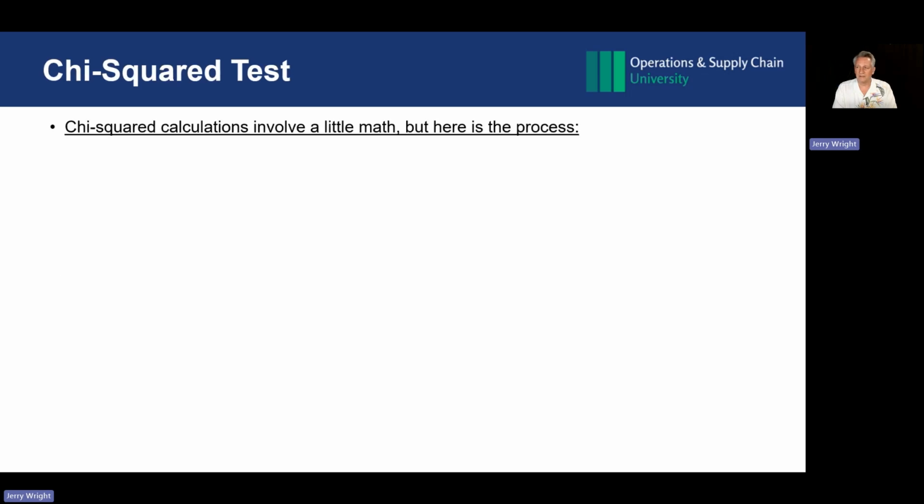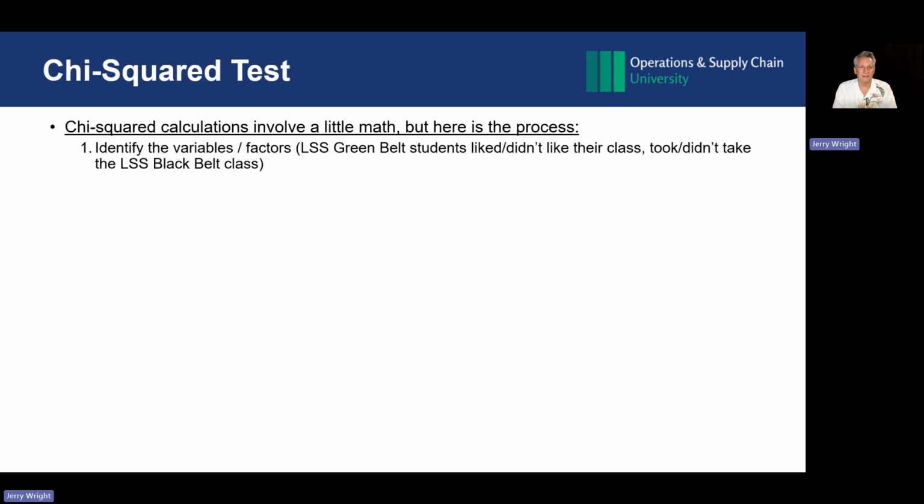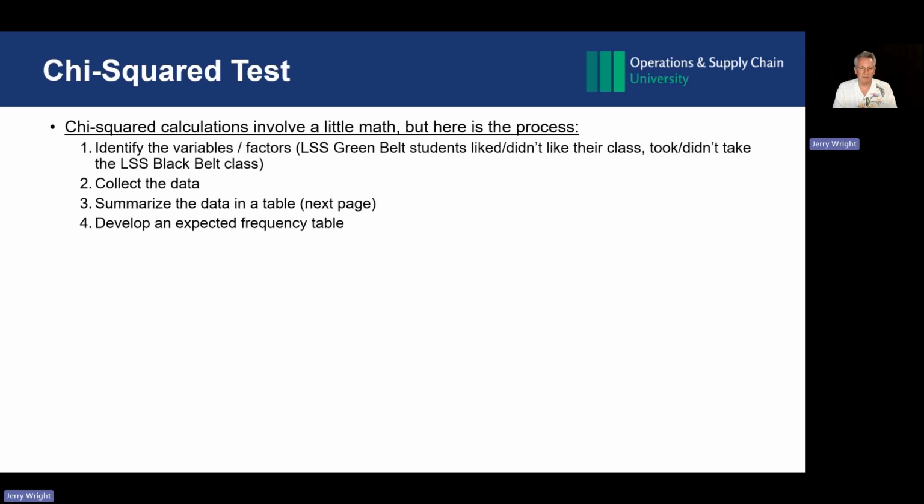Now, let's go through this. There's a little bit of math involved, so chi-squared is not one that most people are happy to do, but here's the process. So identify the variables or factors. Say Lean Six Sigma Green Belt students liked or didn't like their class, or took or didn't take the Lean Six Sigma Black Belt class based on that. Collect the data, summarize the data in a table. You'll see that on the next page.